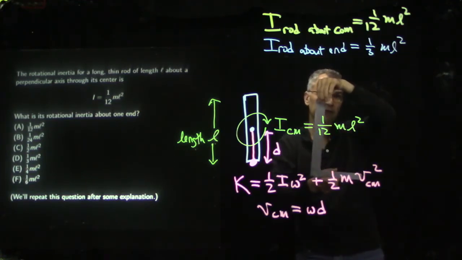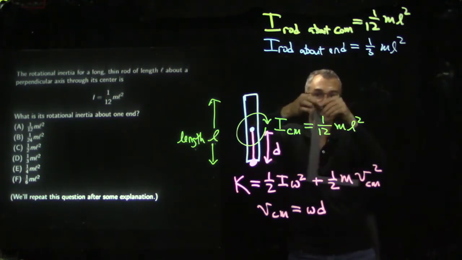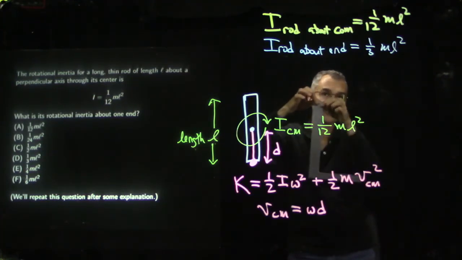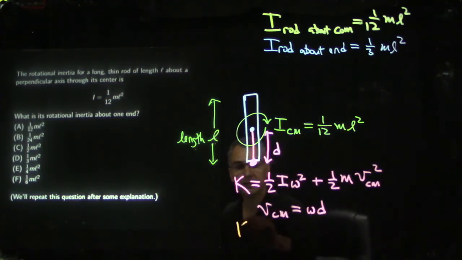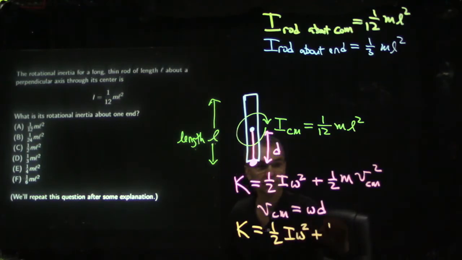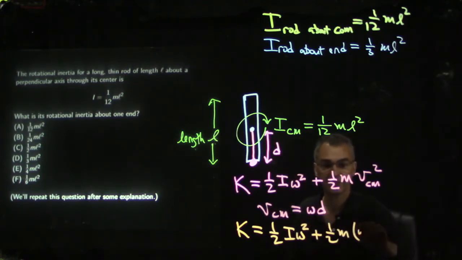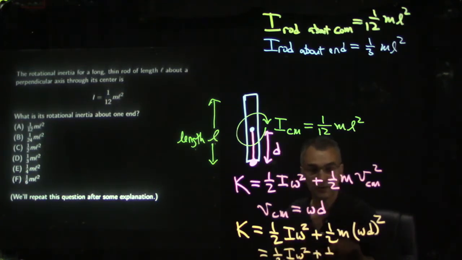So to work out the value to relate omega to how far the end moves, we notice that every time it goes once around the new axis of rotation, it also rotates once about its own center of mass. So following this through, we get that the kinetic energy is 1/2 I omega squared plus 1/2 m v_cm squared, where the speed of the center of mass is omega d. So that's omega d squared. So this is 1/2 I omega squared, and this is 1/2 m d squared omega squared.